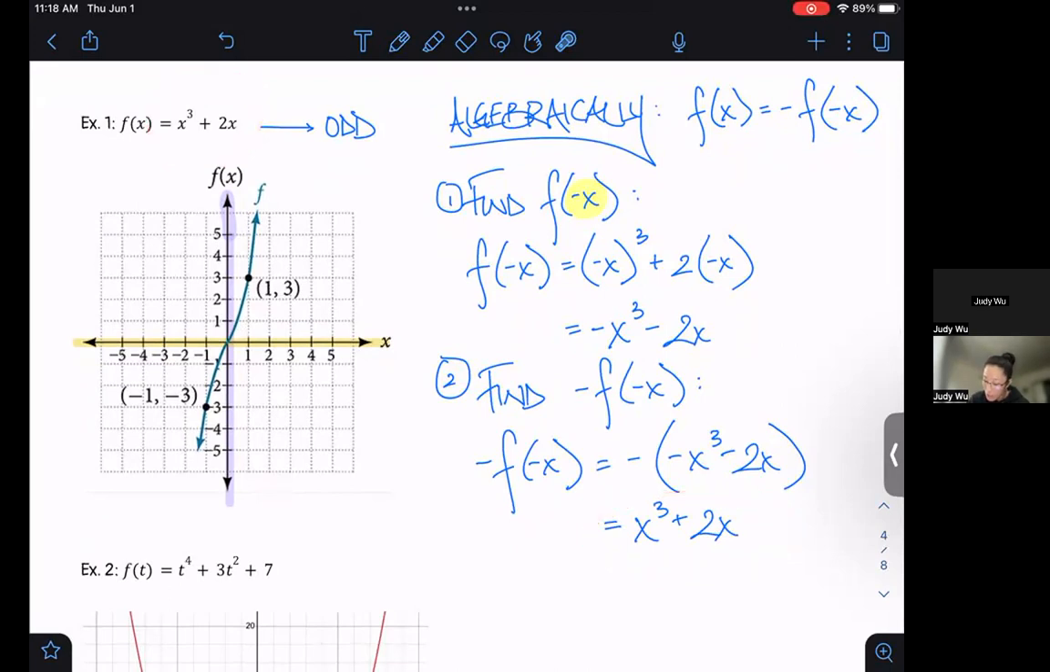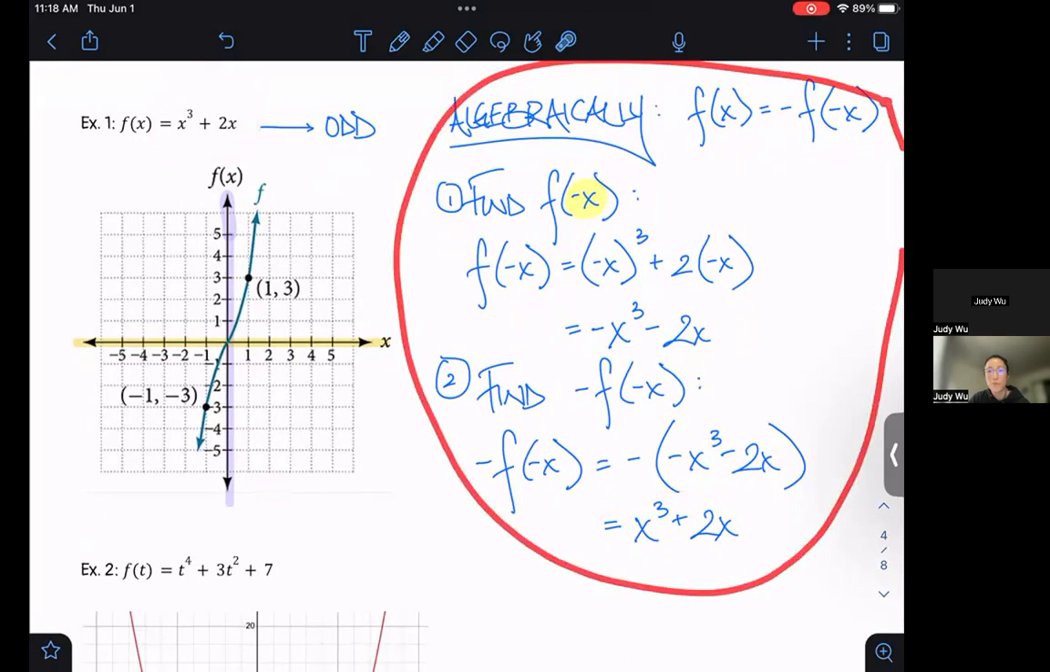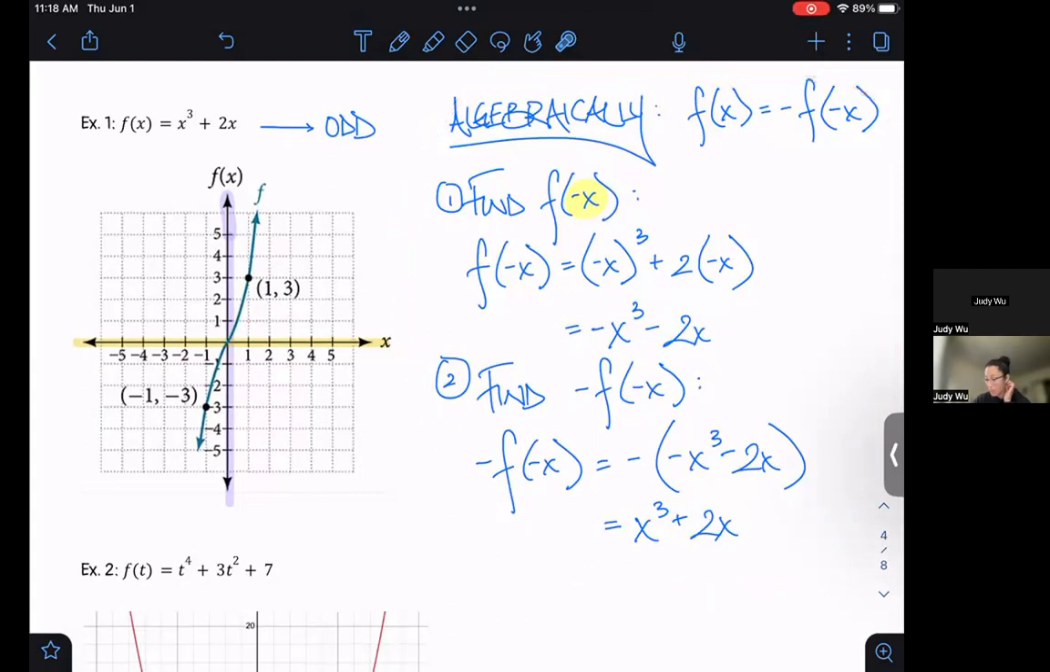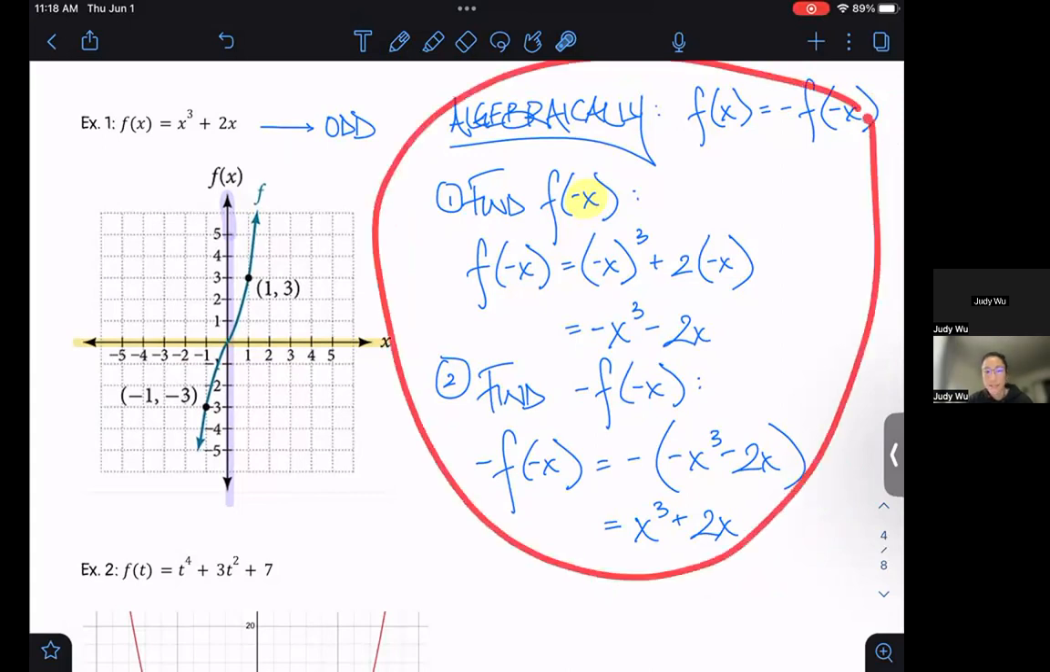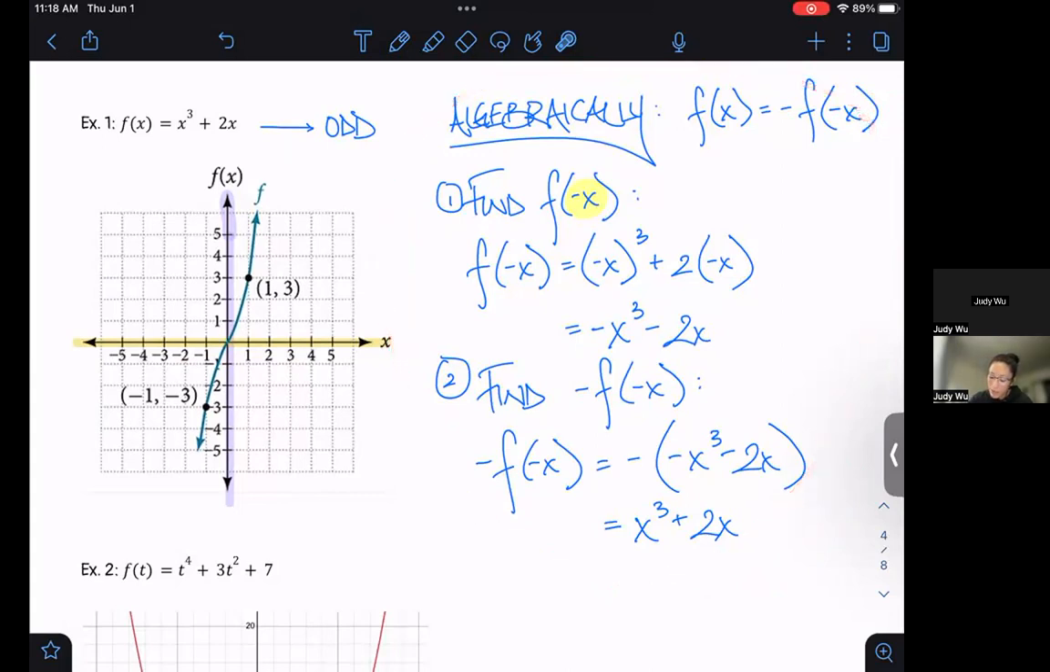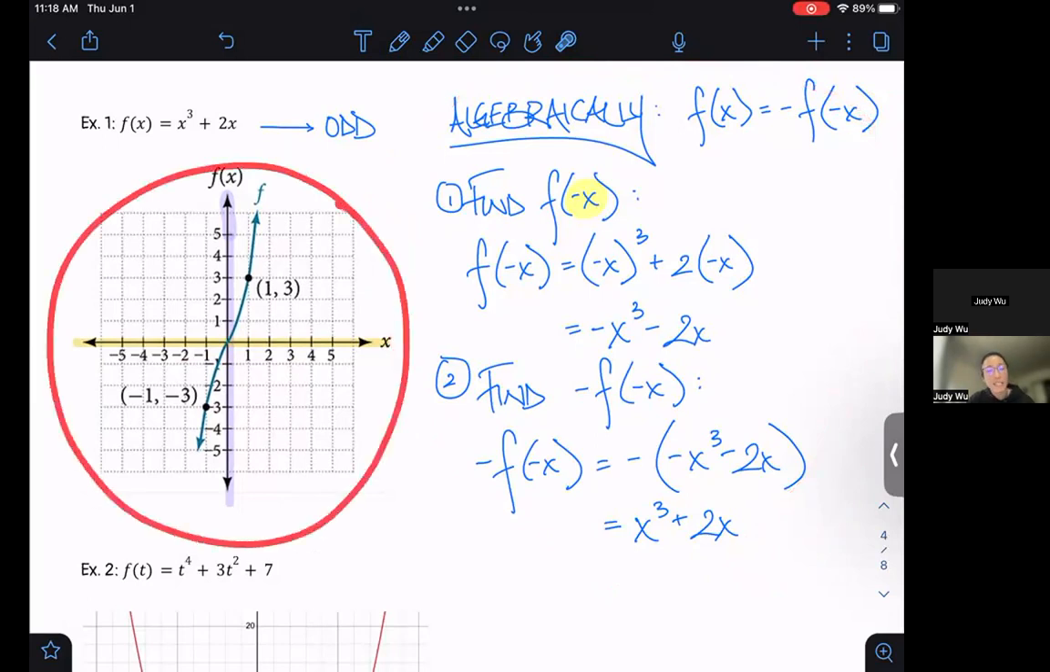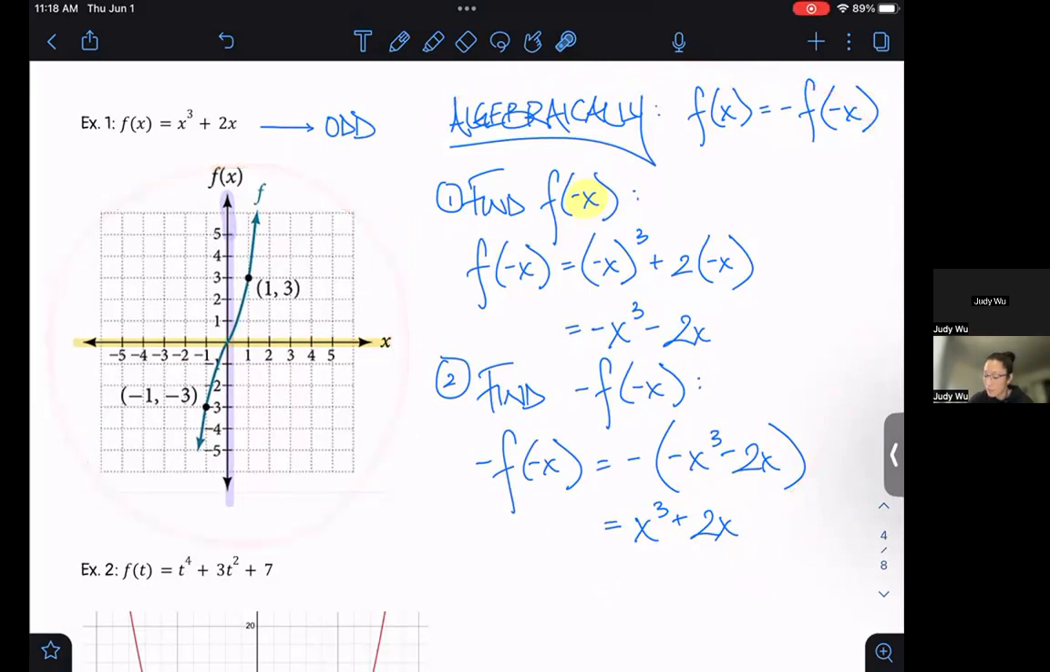So what we showed here is that all of this shows algebraically that f of x is an odd function, okay? So I would encourage you to make sure that you are practicing this piece. I think that most of us probably can see it on the picture, but it's also really important that we can do the algebraic part as well, okay?